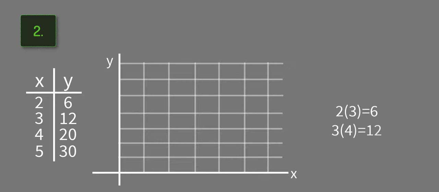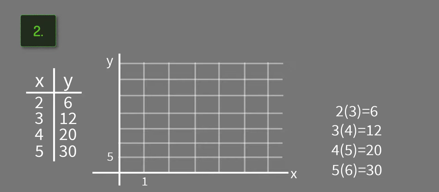3 times 4 equals 12. 4 times 5 equals 20. And 5 times 6 equals 30. Now in the x direction, we'll go ahead and make this scale 1. In the y direction, we'll go ahead and make each one of the tick marks equal to 5. So then we plot our points.